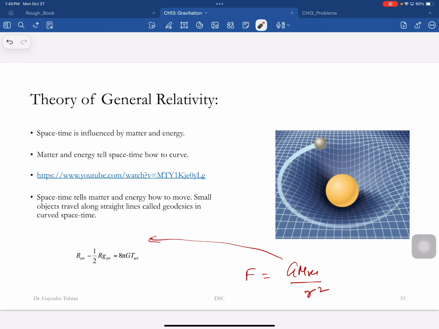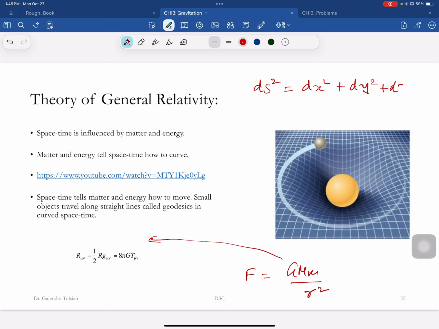So if there's no force acting on an object, what is the trajectory of the object? Let's say I take a baseball and throw it out in space, it goes in a straight line. What is a straight line? It's the shortest distance between 2 points. And the shortest distance between 2 points in Euclidean space, in flat space, is given like that. That's how you calculate distances.